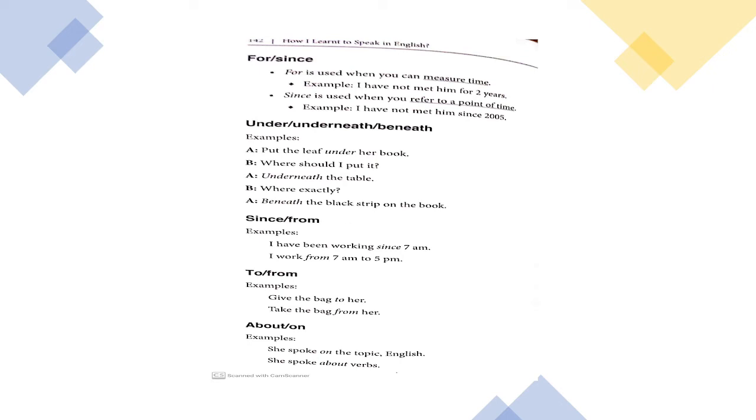Under, underneath, beneath. For example, put the leaf under her book. Where should I put it? Underneath the table. Where exactly? Beneath the black strip on the book. Since, from. Example, I have been working since 7 a.m. I work from 7 a.m. to 5 p.m. To, from. Example, give the bag to her. Take the bag from her. About, on. Examples, she spoke on the topic English. She spoke about verbs.